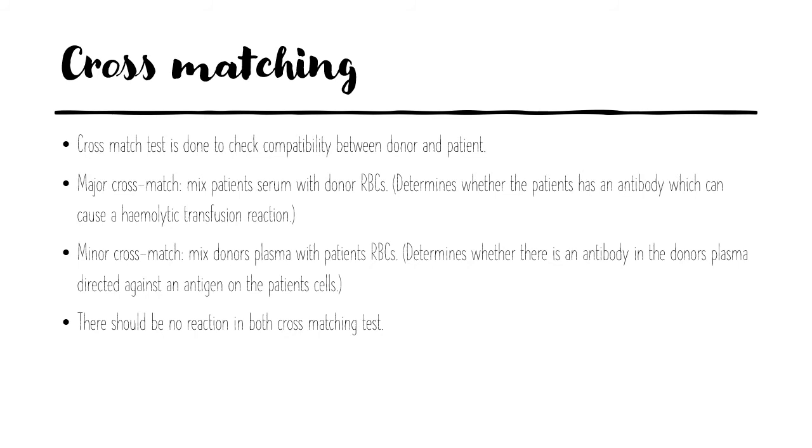In case of minor, the donor's plasma is mixed with the patient's RBCs. It determines whether there is an antibody in the donor's plasma that can directly cross react against an antigen on the patient cell. So the presence of antibodies, whether from a patient or a donor, is checked in the cross matching test. There should be no reaction in both cross matching tests. That is important.